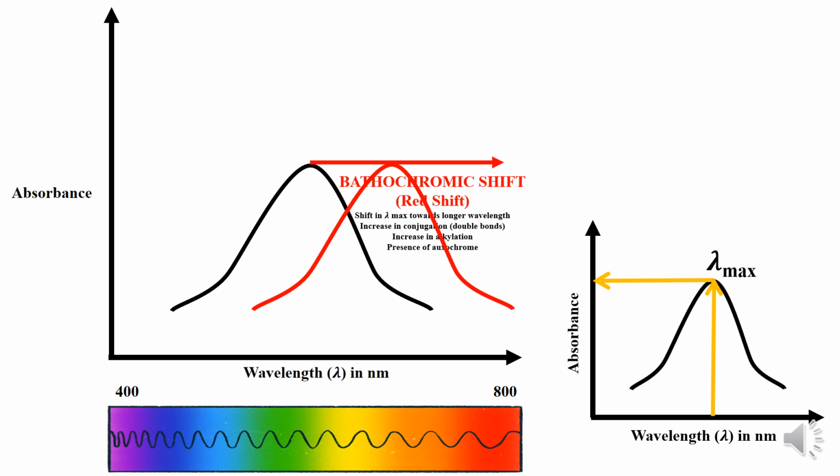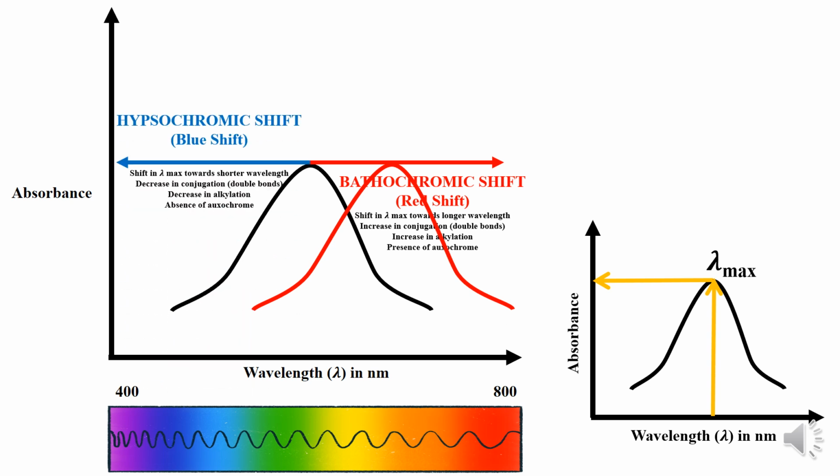Now, there are several reasons for the bathochromic shift. I have highlighted the 3 important points here. So bathochromic shift is caused due to increase in conjugation or the increase in the number of double bonds, with increase in alkylation, and also due to presence of auxochrome. These 3 are the major reasons for the bathochromic shift or the red shift. Now, these 3 points will be dealt with in detail later on in the video.